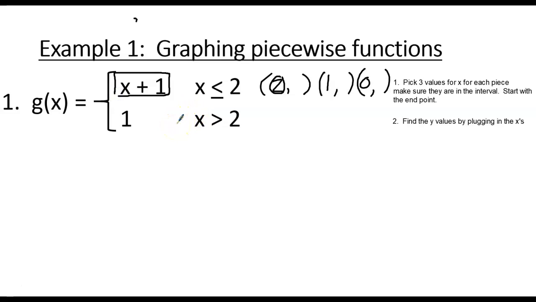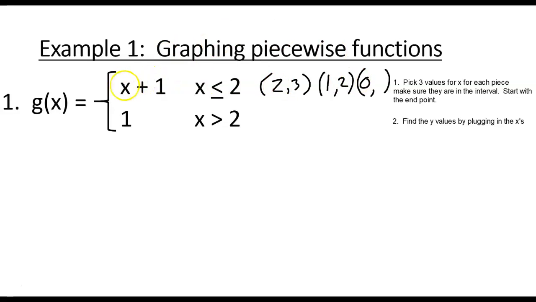So if I plug in 2, I get 2 plus 1, which is 3, and I'm going to put my answer right here. Okay, so that's what I mean by find the y values that go with each one. We're going to plug in the x value and get the y value that goes with it. So we got 3. Now let's plug in the next x value, which was 1. If you plug in 1, 1 plus 1, which is 2.